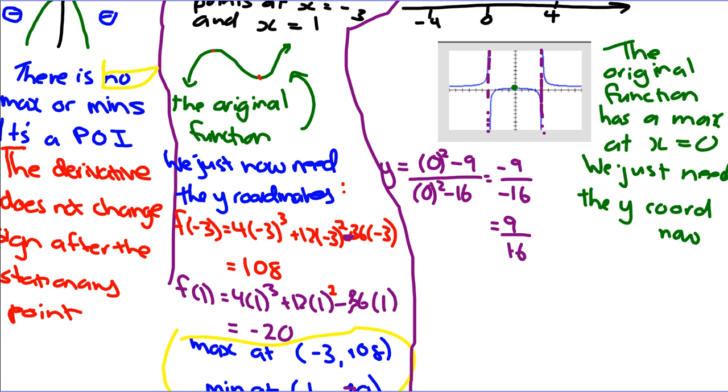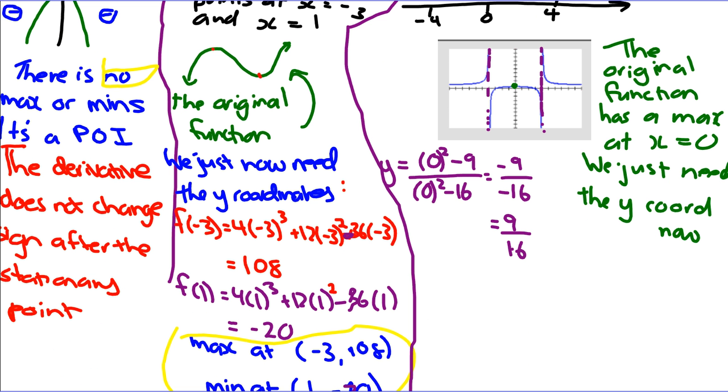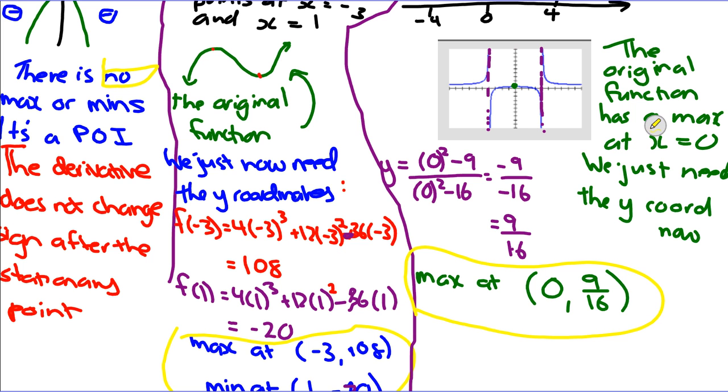So we'll say it's a maximum. Max at (0, 9/16). That's it. The x value is 0. At that little point there, the original function has a maximum. This third one is a bit of a harder one, whereas the other ones we could do non-calc easily now.